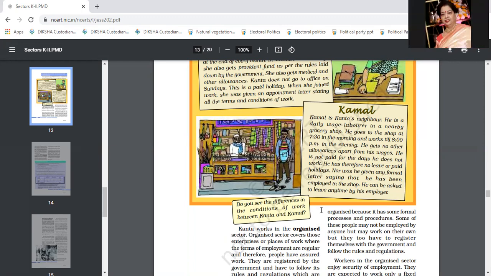Now we can easily understand the differences in the conditions of work between Kanta and Kamal. Kamal is working in the unorganized sector. The unorganized sector is characterized by small and scattered units which are not under the control of the government. There are rules and regulations, but they are not followed because the units are not registered with the government.